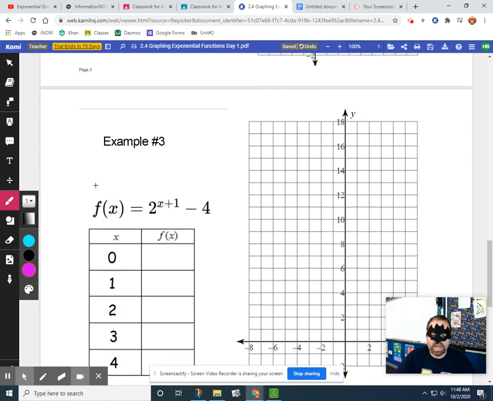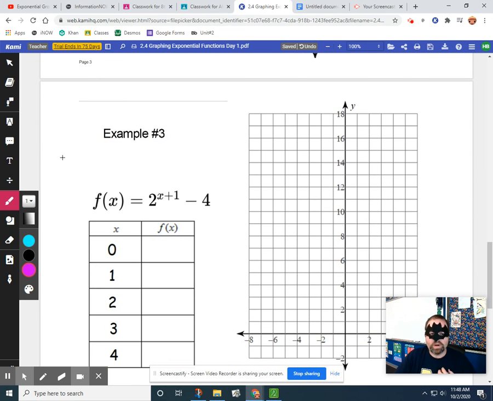So what I mean by that: when I'm typing this in on my calculator, I've got my base of 2, I'm using my exponent key, and then I'm going to start a set of parentheses. And in that parentheses, I'm going to put in my values here. So this is going to be 0 plus 1. Now, putting that in parentheses might seem kind of silly, but what that's doing is ensuring that my calculator is going to add 1 to the x before it uses it as an exponent.